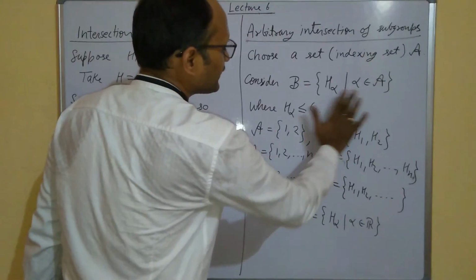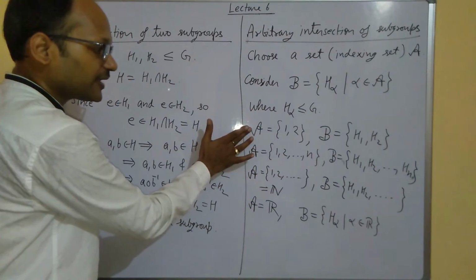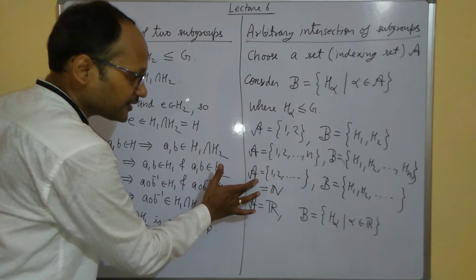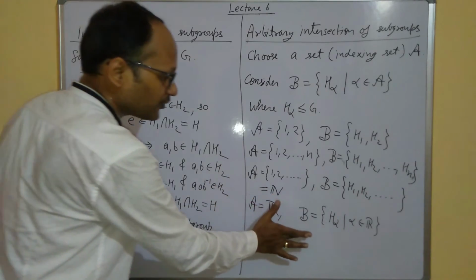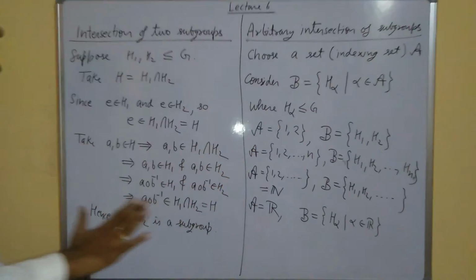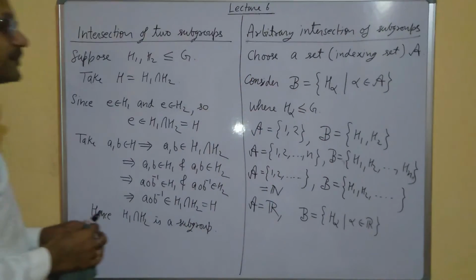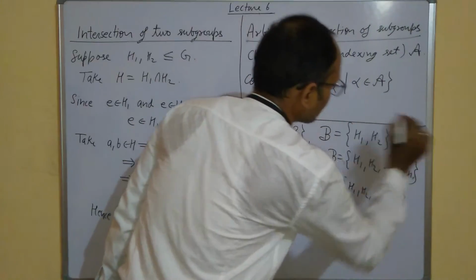So when we write in this way, this will cover all the cases, either the case of 2, finite, countably infinite or uncountably infinite. This B will cover all the cases here. So this was just an explanation.